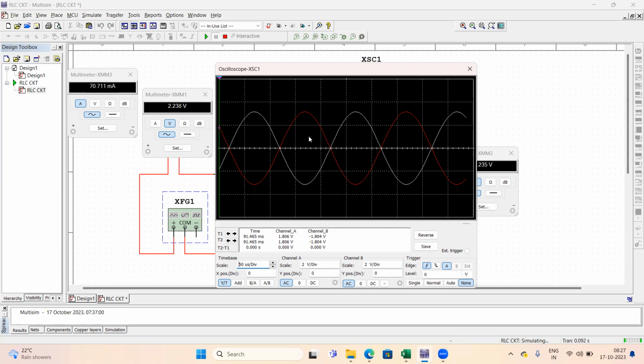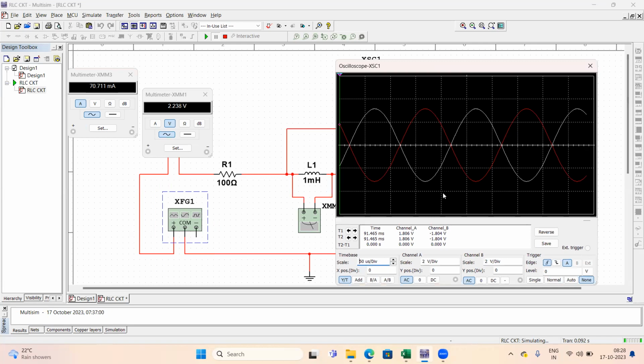One thing you can note is that when this red waveform has a peak value, at the same time this white waveform has its minimum value. Therefore it has a 180-degree phase shift that we have noted down there. So this way you can observe the waveform in the oscilloscope also.